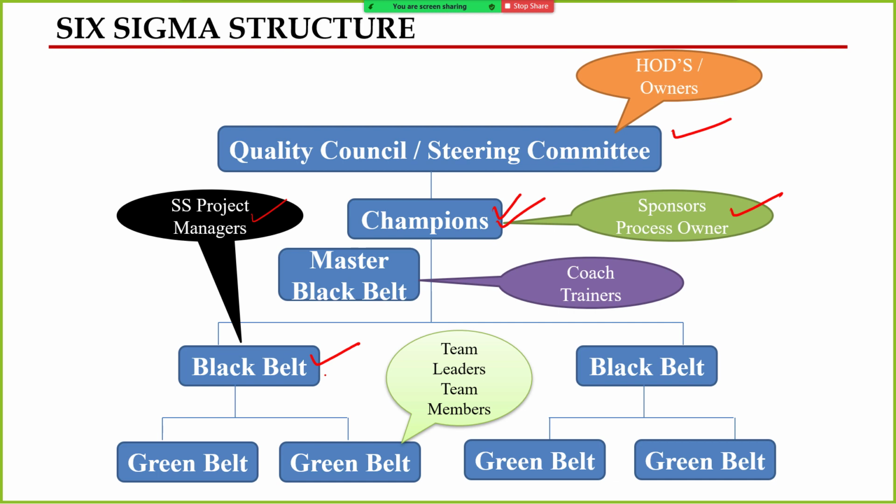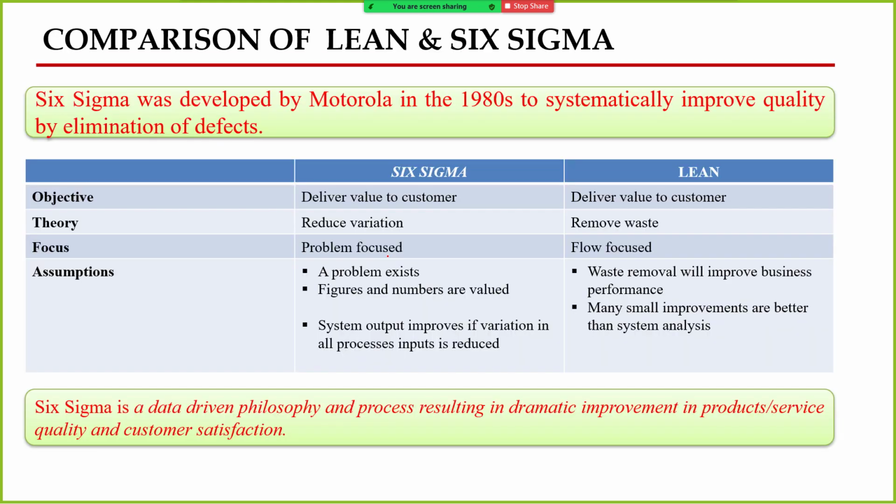Normally the green belts act as team members, whereas the black belt acts as a project manager, and the master black belt acts as a coach or trainer. Even if black belts are facing certain problems, they can contact the master black belt. A master black belt is a person who has the black belt with experience of at least 4 or 5 black belt projects. Okay, so this is the structure we need in order to implement a Six Sigma project.